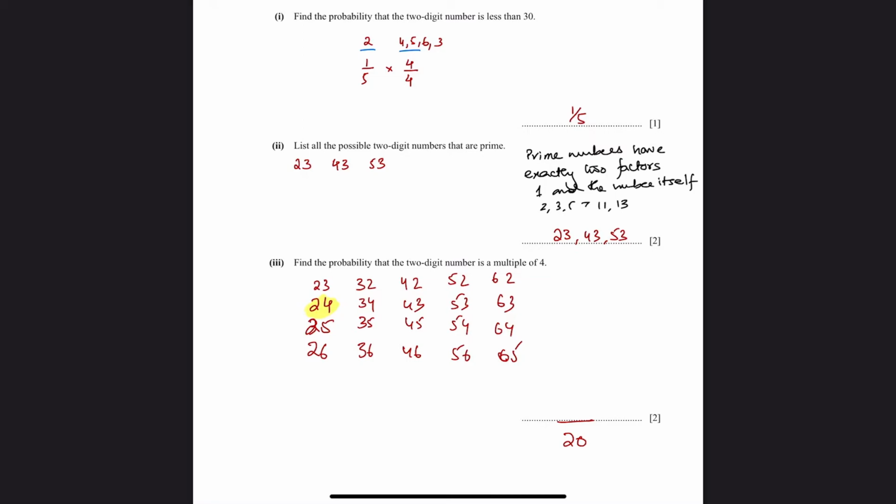1, 2, 3, 4, 5, 6. There are 6 numbers that are multiples of 4. I'm going to quickly check my answer.